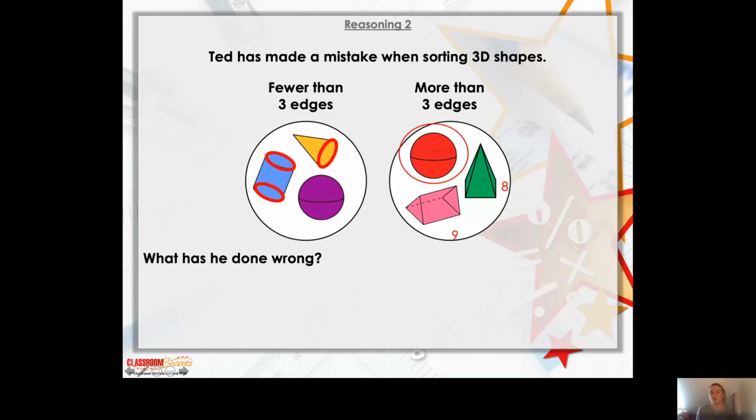So now it is your turn. You have a worksheet with some similar problem solving questions on, which you'll find on the resource Year 2 Maths 5th of March resource 2.